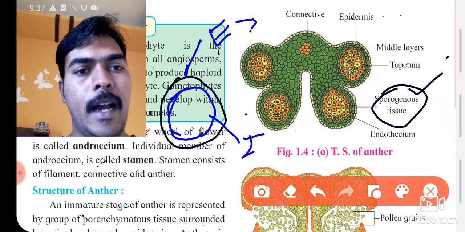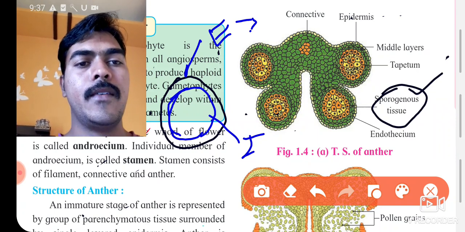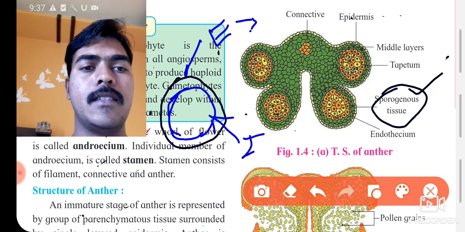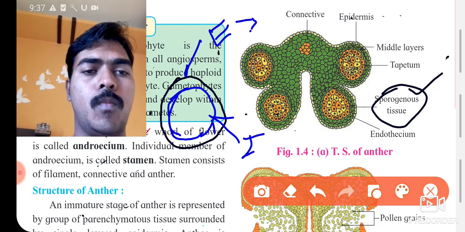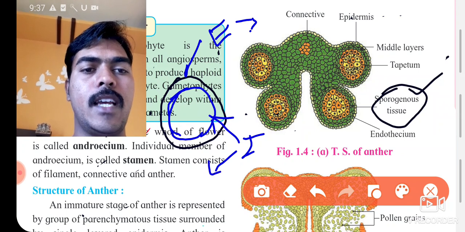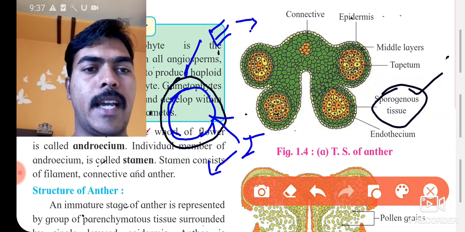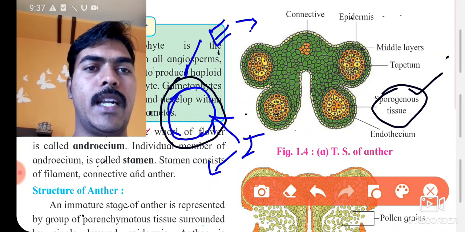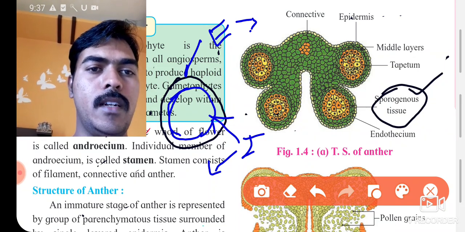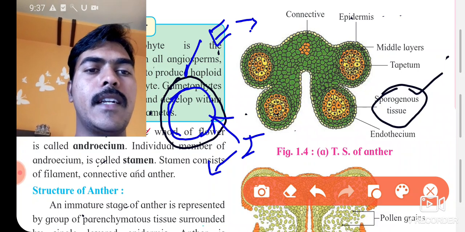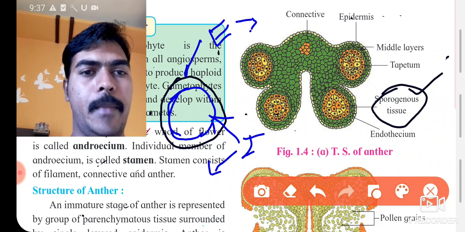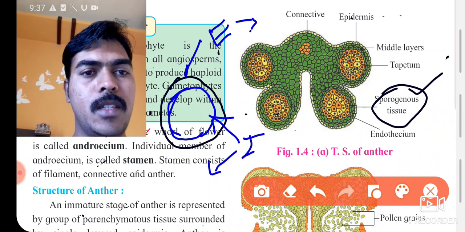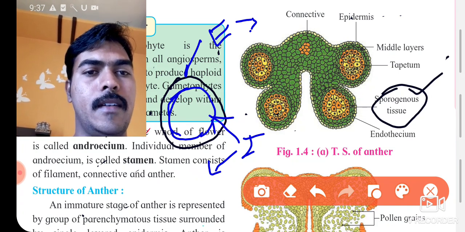Okay, and the intine, that is innermost layer of pollen grain, contains cellulose and pectin. So remember composition of exine and composition of intine. Exine contains sporopollenin, intine contains cellulose and pectin. Okay. So this is the structure of pollen grain.